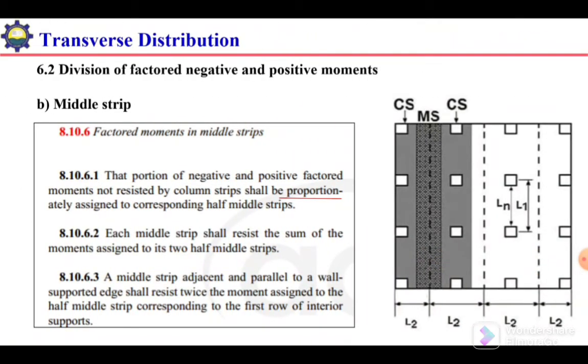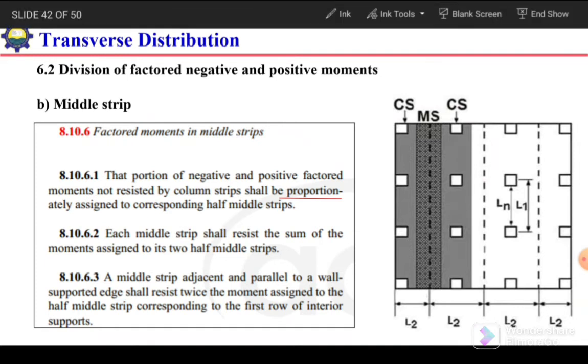Okay, so division of negative and positive moment to the middle strip. Once we have determined the contribution of the column strip for exterior negative, interior negative and positive moment, then we can easily calculate the contribution of the middle strip.